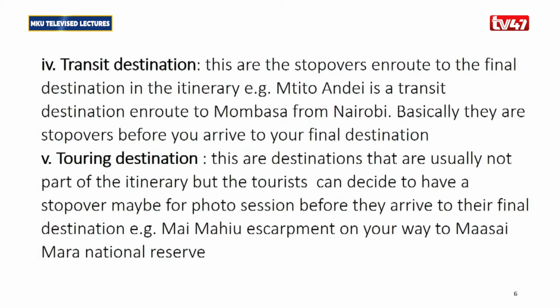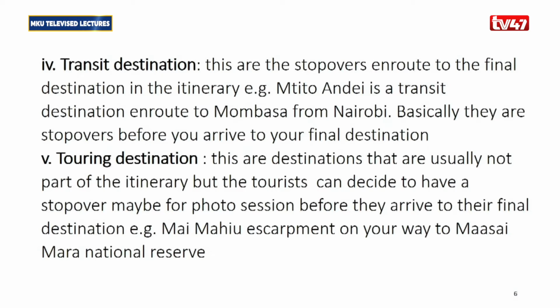We also have transit destination, and when we talk about transit, transit is movement. In transit destination, these are normally places where we have a stopover before the final end of the journey or the destination is reached. Like for example, on a journey to the city of Mombasa from Nairobi, we normally have a stopover at Mtito Andei. So Mtito Andei becomes a transit destination. And if you talk about movement from Nairobi to probably Eldoret, the transit destination then becomes Nakuru. So the place where we normally have stopovers becomes the transit destination.